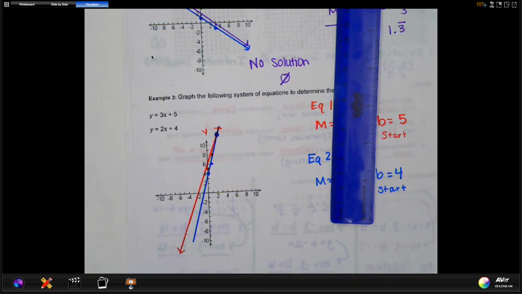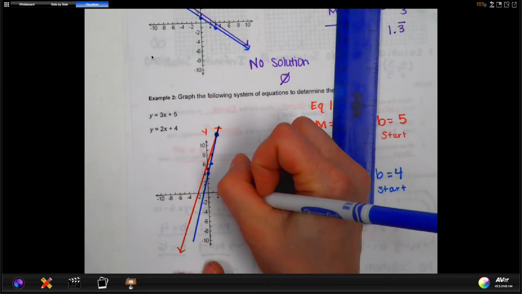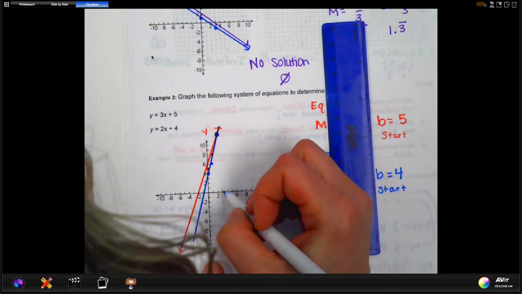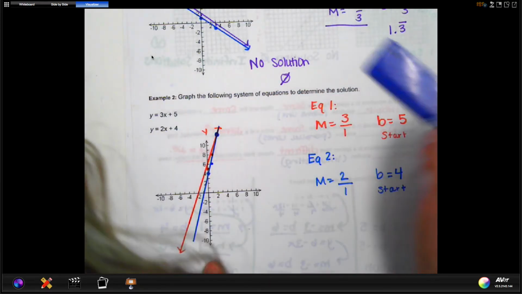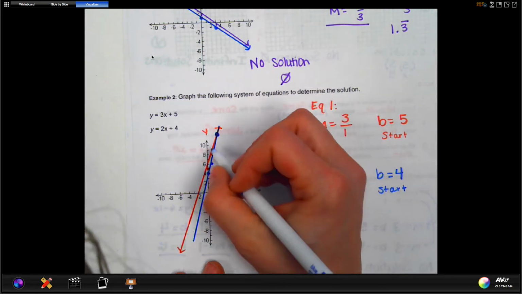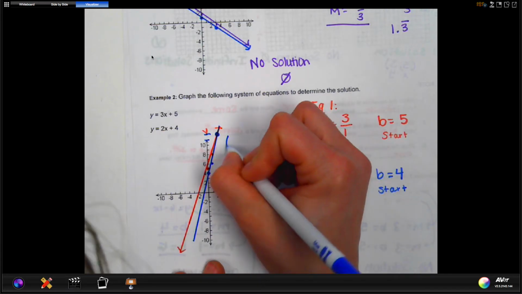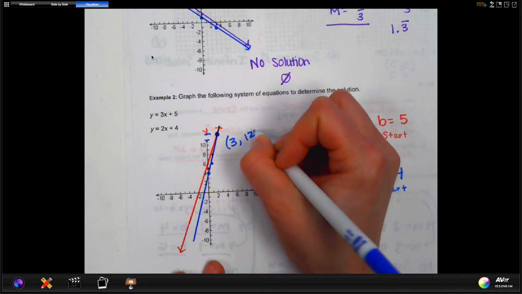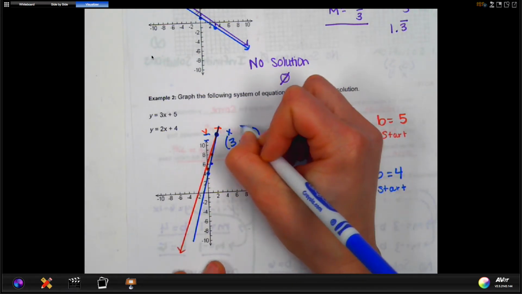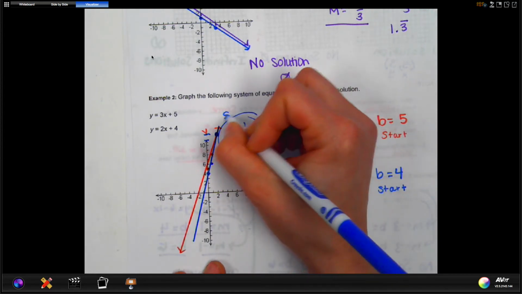drawing my red line. But my final solution should be 3 positive, 12 way up here, 10, 11, 12, and it should be at 3. So that final solution should be positive 3, positive 12, because that's where it crosses. So that's my solution.